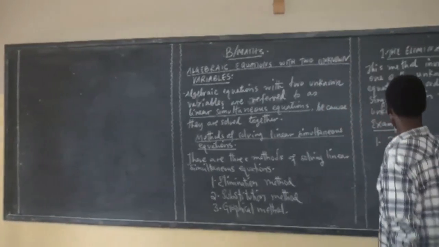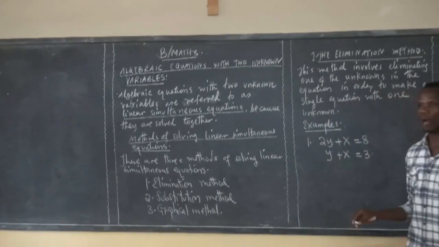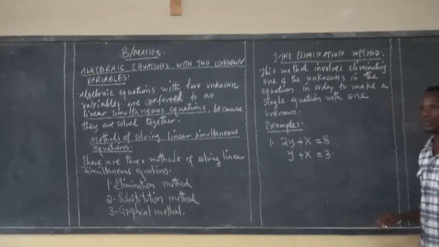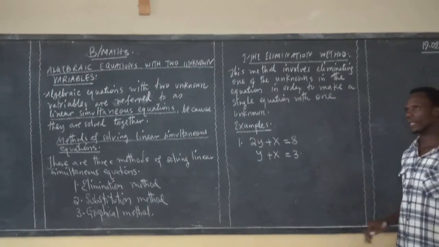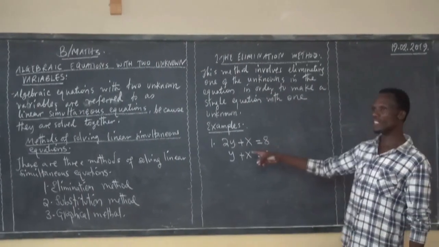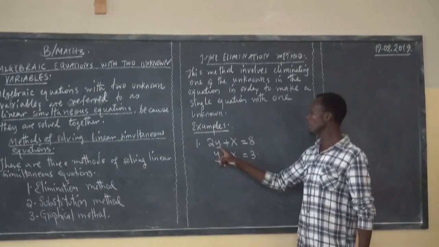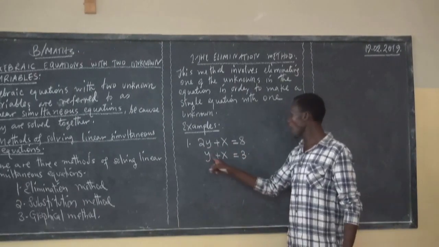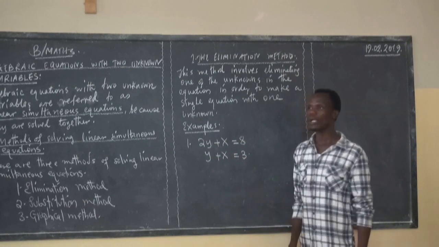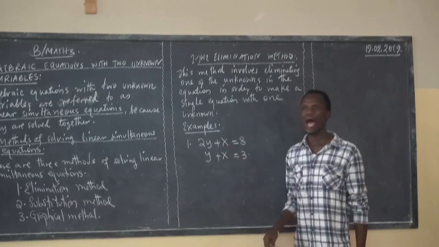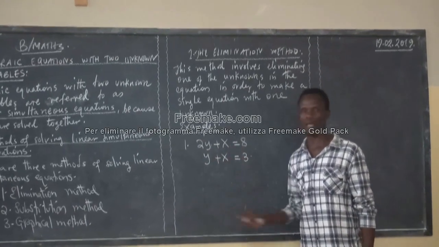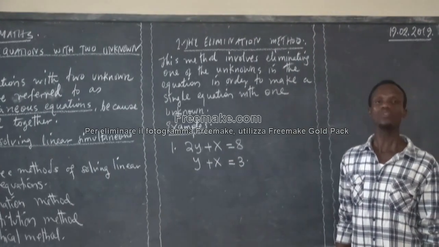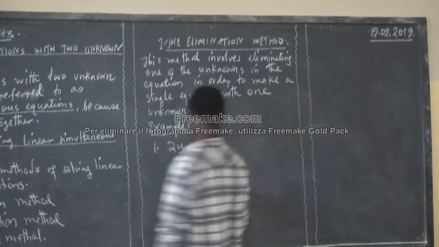Now I've written examples. We are going to do several examples so that we can grasp understanding. Now, the first example: you have 2y plus x is equal to 8, then y plus x is equal to 3. These are two equations, and they are supposed to be solved together.